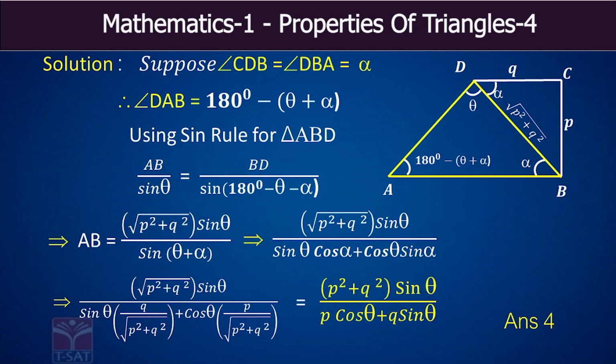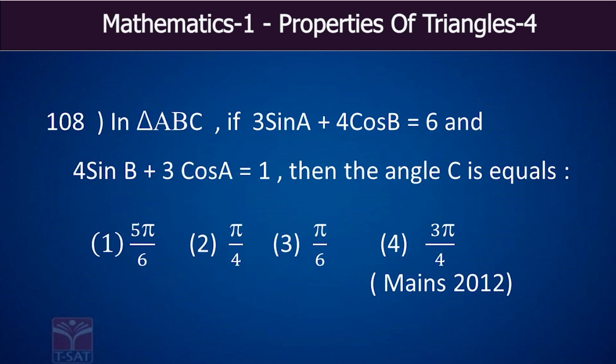Of course, this problem is given in Mains 2013. 108. In triangle ABC, 3 sin A plus 4 cos B is equal to 6 and 4 sin B plus 3 cos A is equal to 1, then the angle C is equal to 1) 5 pi by 6, 2) pi by 4, 3) pi by 6 and 4) 3 pi by 4.